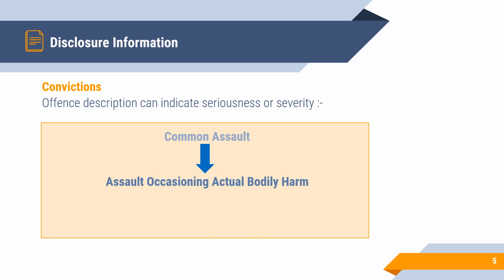If the assault is more severe, with injuries resulting in minor cuts and bruising, then the charge might be assault occasioning actual bodily harm. At the most severe end, grievous bodily harm might be the offence when the incident has resulted in someone getting badly hurt, with perhaps broken bones and severe cuts requiring stitches, etc.